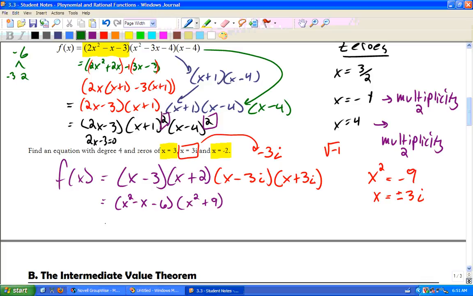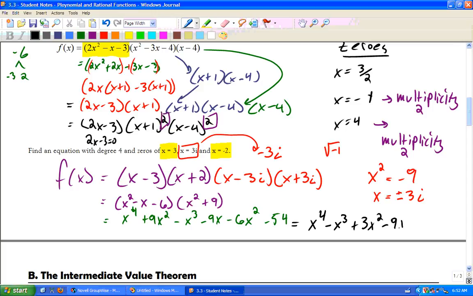The next thing we're going to do is expand this. Distribute my x squared to get x to the 4th plus 9x squared. Distribute my negative x to get negative x cubed minus 9x. Distribute negative 6 to get negative 6x squared minus 54. We have a few terms we can combine. Our final solution becomes x to the fourth minus x cubed plus 3x squared minus 9x minus 54. And there's our final solution.